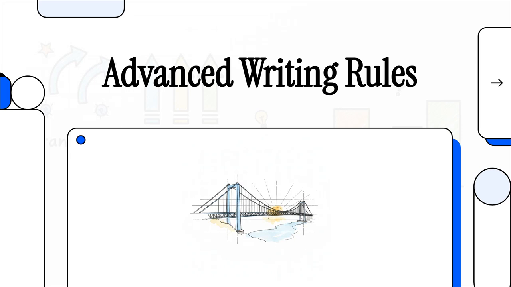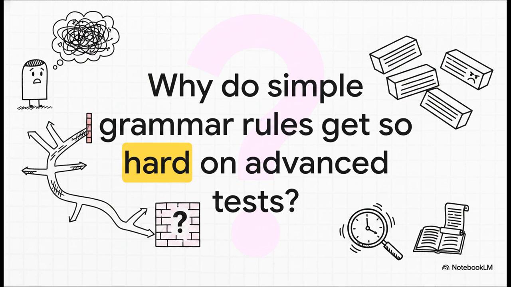All right, today we're going to tackle two writing skills that, on the surface, seem pretty simple. But when you get to an advanced level, they become surprisingly tricky. We're talking about choosing the right transition words and absolutely mastering parallel structure. Let's dive in.